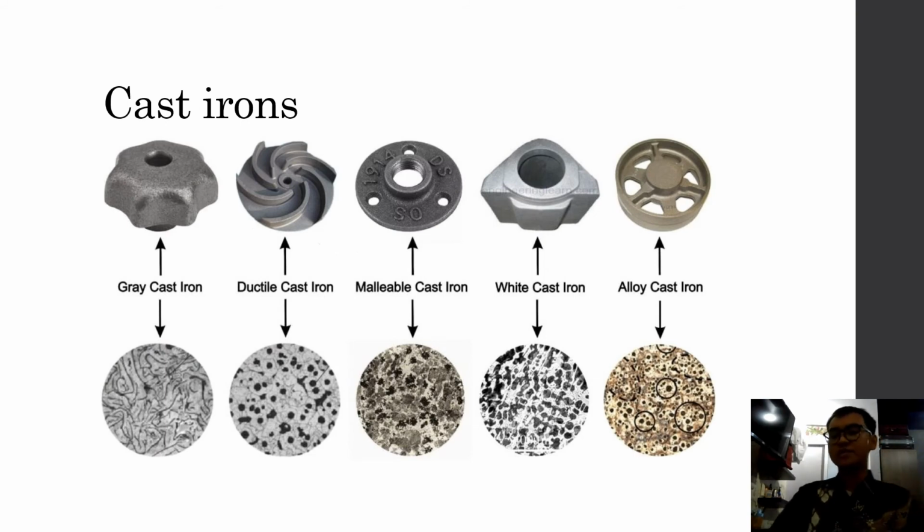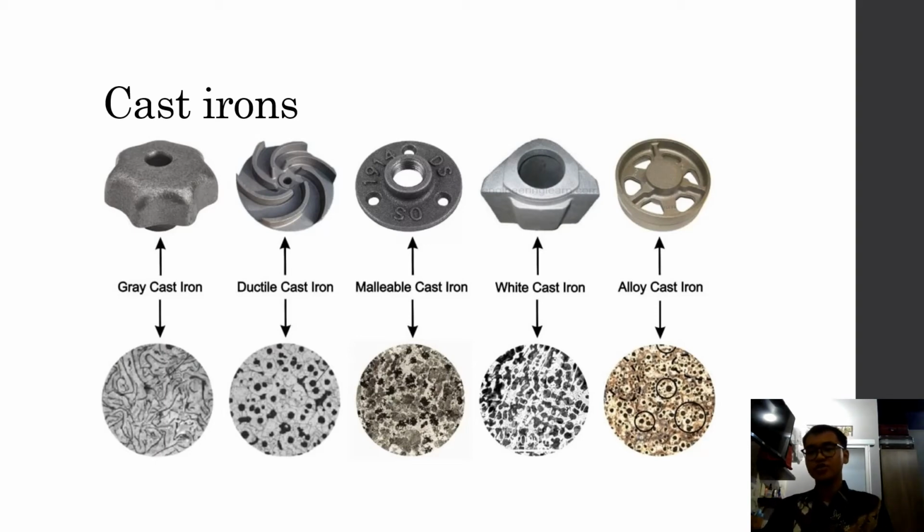Cast irons are basically alloys of iron and carbon containing between 2 and 6.67% carbon. Having almost no ductility, casting is the only suitable process for shaping these alloys. Hence their name, cast irons. The main types of cast iron are gray cast iron, ductile cast iron, malleable cast iron, white cast iron, and alloy cast iron.